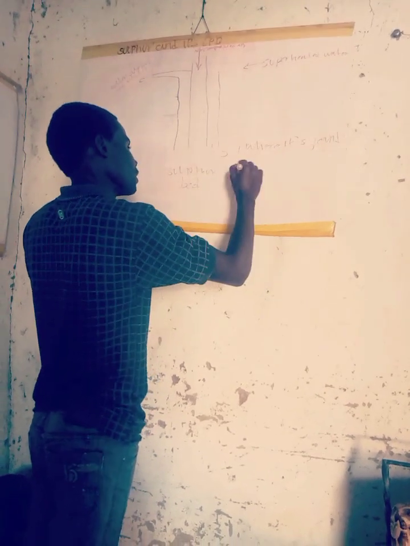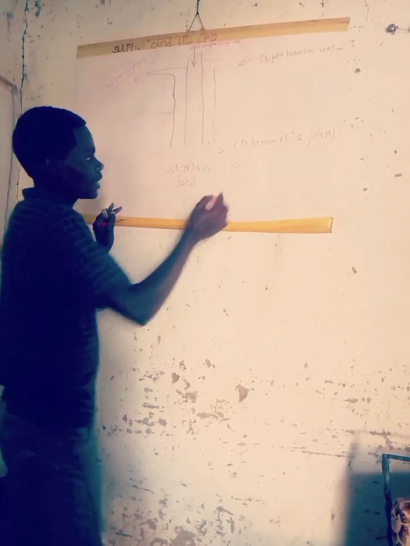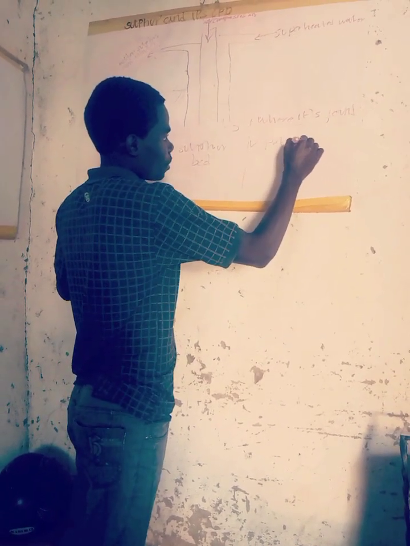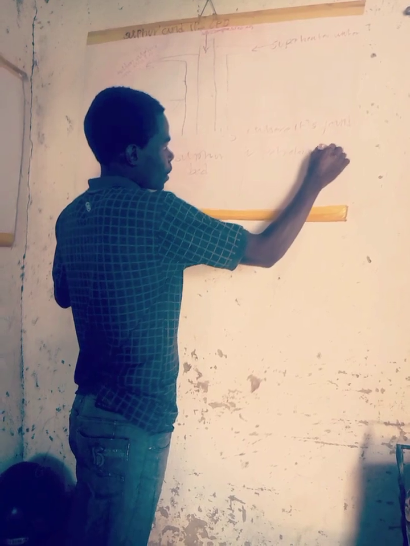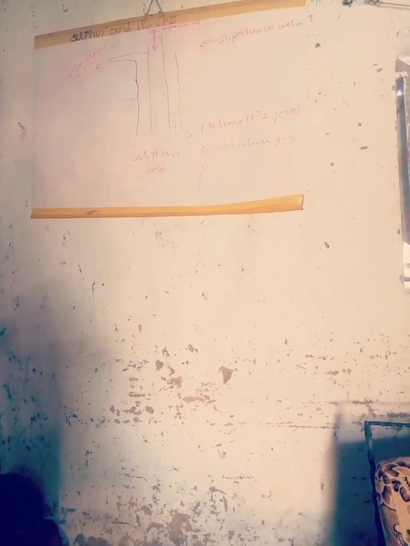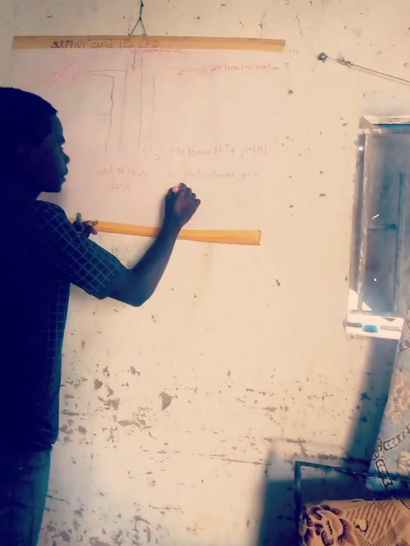So first, sulfur can be found in petroleum gas. Then we have two sources where this sulfur is obtained, then natural gas.